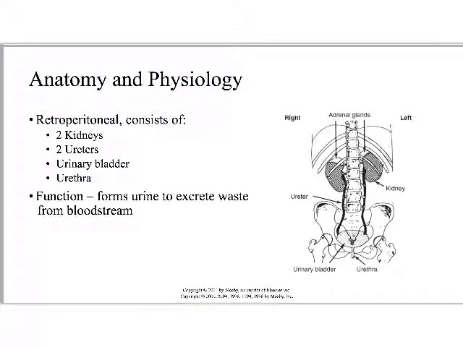The functions of the system are to form urine and excrete waste from the bloodstream. And if that is not happening, all sorts of other things can happen as well. There can be neurological changes, there can be changes in blood pressure. It's significant that this filtration process for the body needs to be occurring, so it is integral to the body's function.